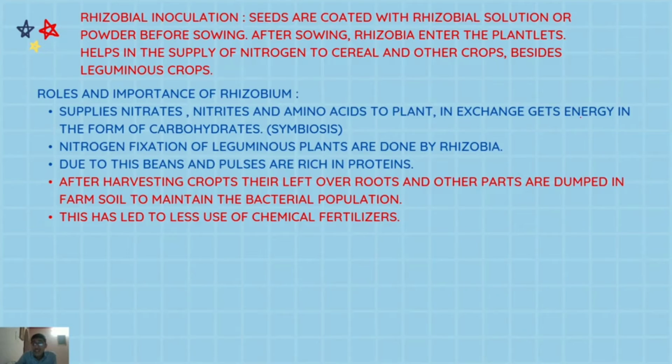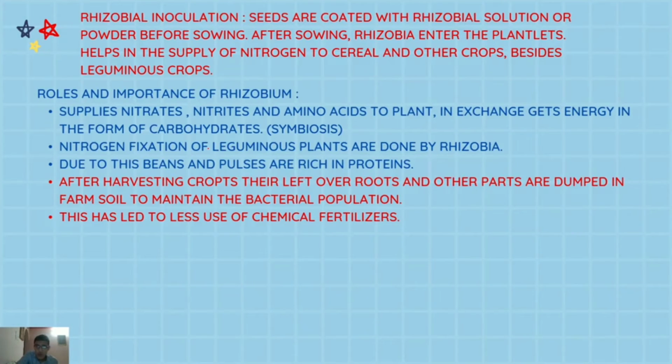In exchange, it gets energy in the form of carbohydrates. That is symbiosis. This process is called symbiosis. So what is the main role of rhizobium bacteria? This bacteria helps to provide some important nutrients to the plant.